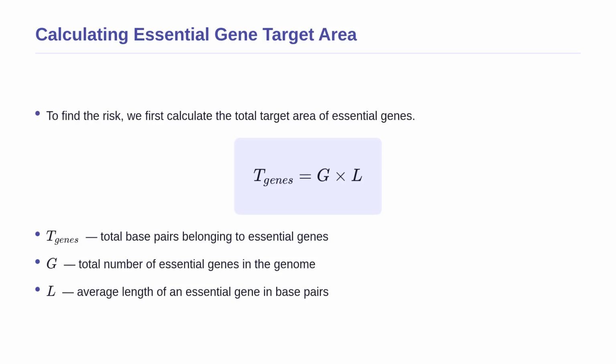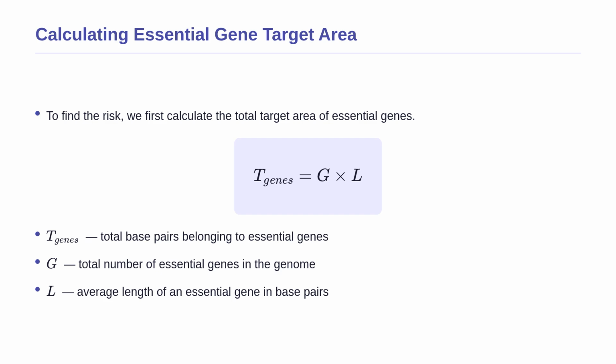To quantify this danger, we first need to determine exactly how large the target area is for a potential disruption. We calculate the total target area of essential genes using a simple multiplication formula. T sub genes equals G times L.